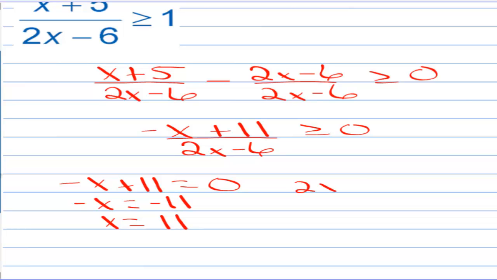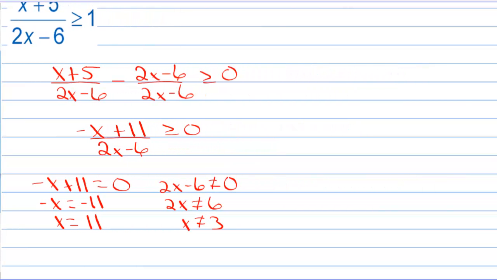But 2x minus 6 cannot equal 0. We can't allow the denominator to be 0. We have 2x cannot equal 6, and x cannot equal 3. So there's our two values where this function can change signs. So now we're going to put this on a number line. We have 3 and we have 11. And we cannot allow this to be 3, but x can be 11.